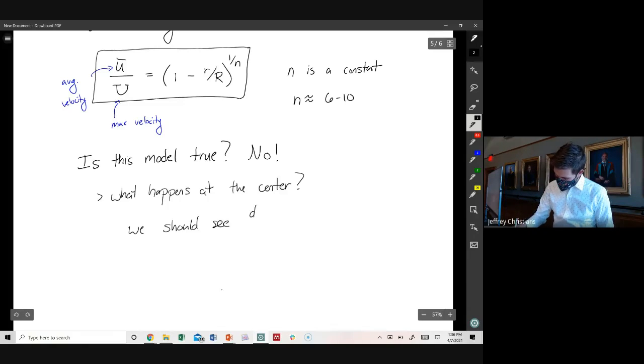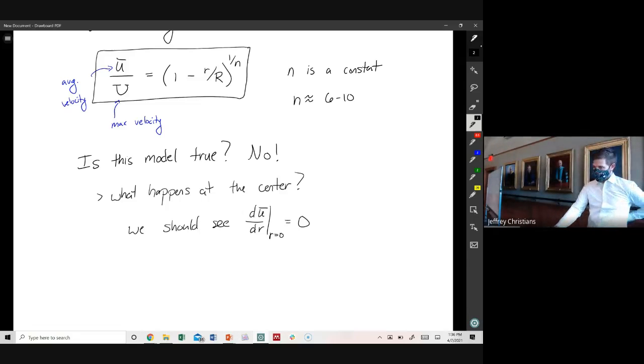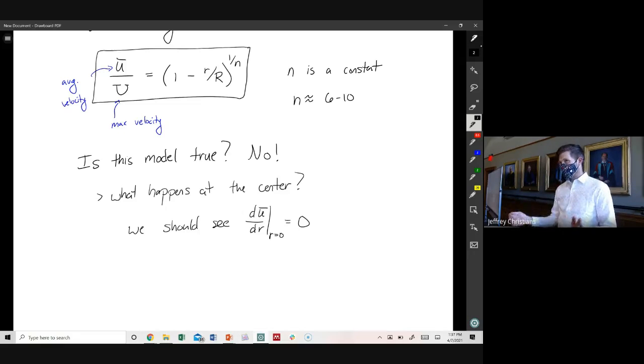We should see du/dr evaluated at r equals 0. That should be 0. We should have a nice, clean curve that gives us a nice maximum right at the center. The shear stress is 0, the derivative is 0. That's the case for our laminar flow models. They would predict that and everything would be great. This is true in real life.